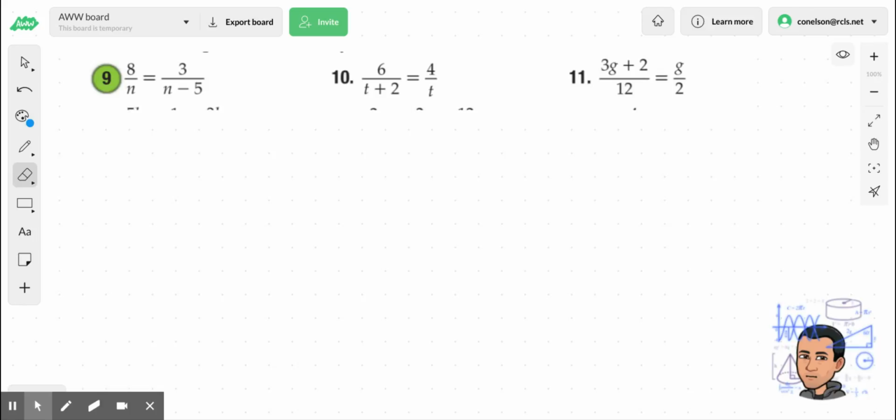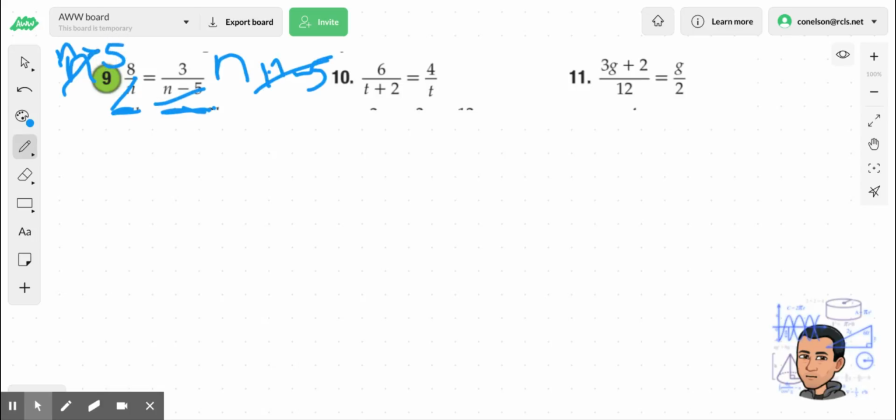Now, I have some other ways to approach this. Like number 9, number 11, I look at the fact that there's something on the bottom on each side, and I'm like, I just want to get rid of it. And the way to get rid of the n, for example, is to multiply both sides times n, because then this side cancels out. Same thing. If I want to get rid of the n minus 5, I multiply both sides times n minus 5, and then this one cancels out.